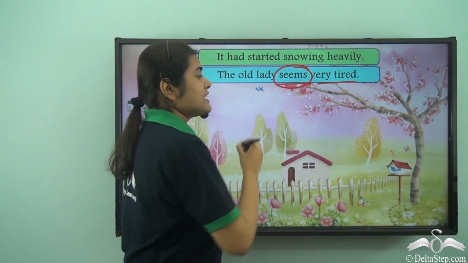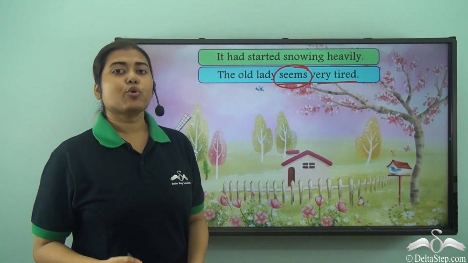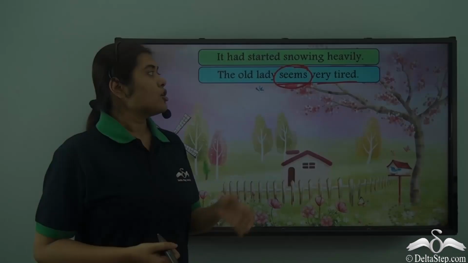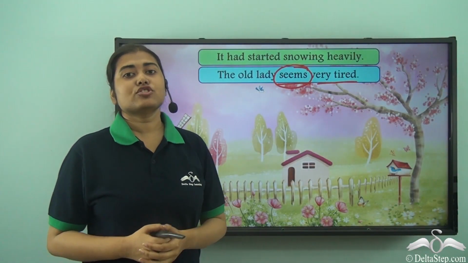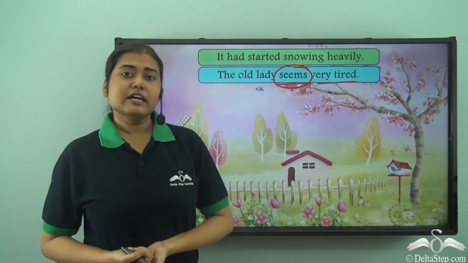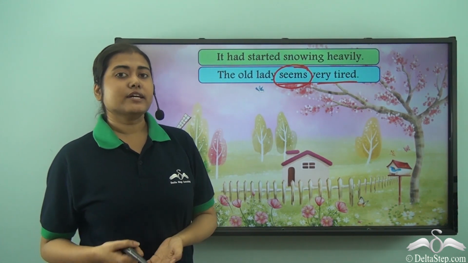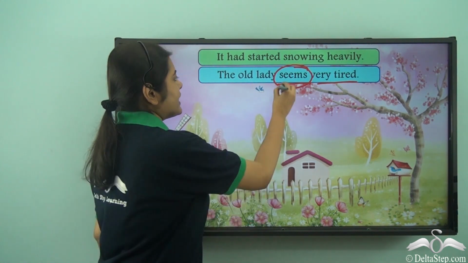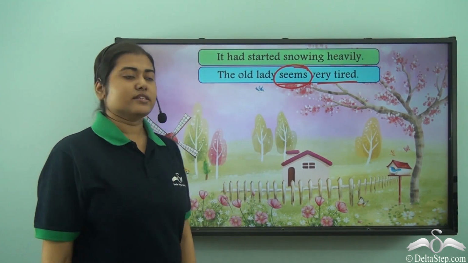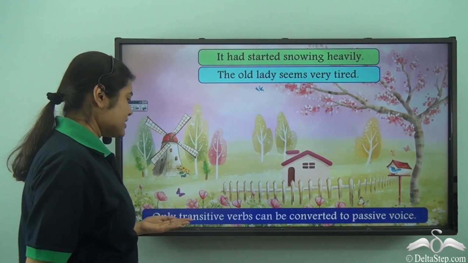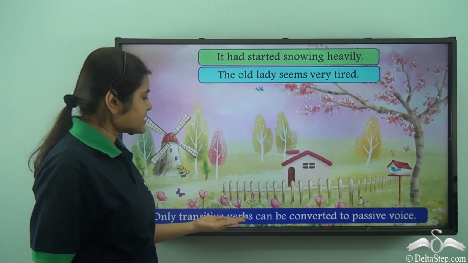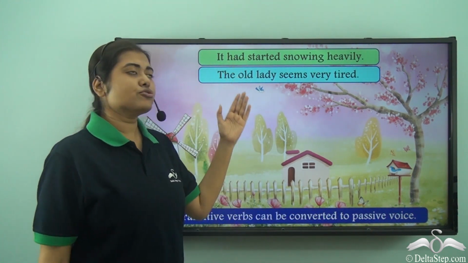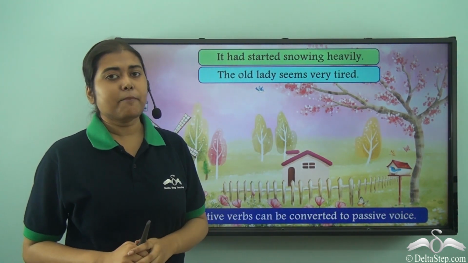This verb seems is actually showing the state of being of this old lady. So the verb seems does not have an object. In fact, verbs like looks, appears, seems never take an object after them. So they are always intransitive. So you must remember that only transitive verbs can be converted to passive voice. These two sentences can never have a passive form.